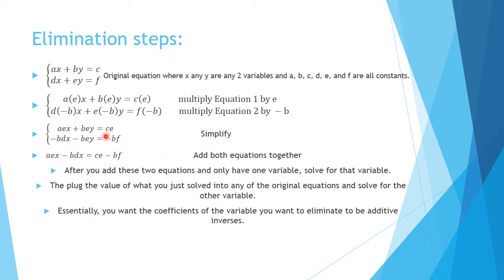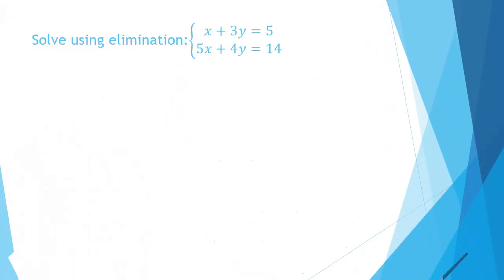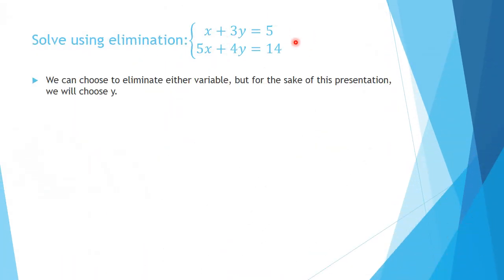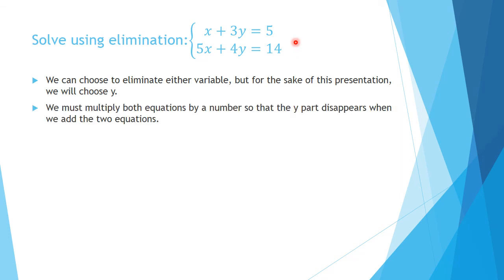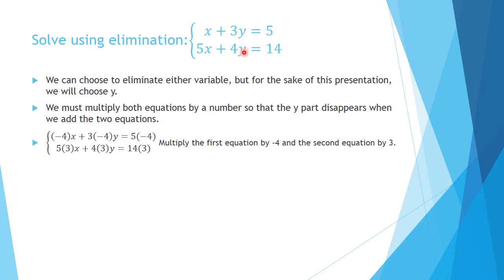After you figure out how to eliminate one of the variables, the elimination is actually pretty easy. So you have these two equations. We can choose to eliminate either variable, but for the sake of this presentation, we will choose y. So we must multiply one equation by a number and the other equation by another number, so that the y part disappears.